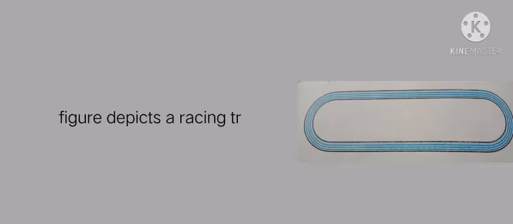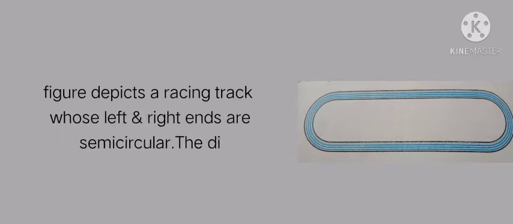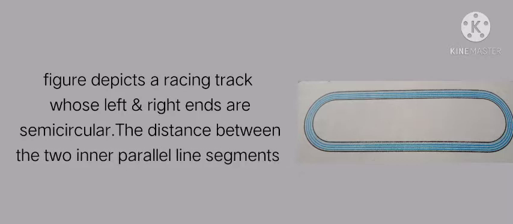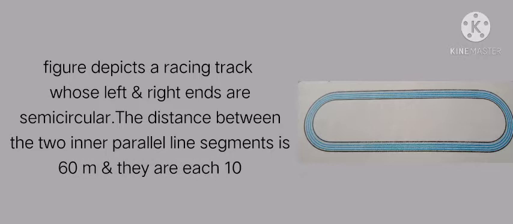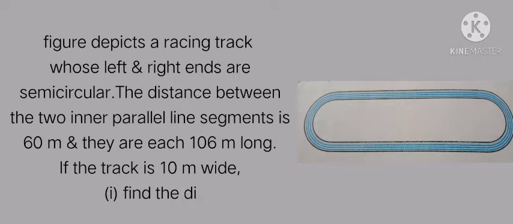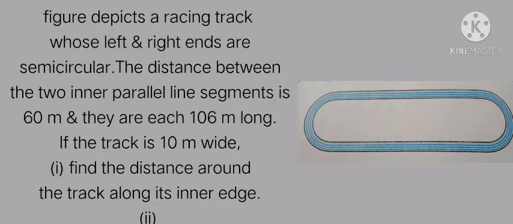Now exercise 12.3, question number 8. The given figure depicts a racing track whose left and right ends are semicircular. The distance between the two inner parallel line segments is 60 meter and they are each 106 meter long. If the track is 10 meter wide, then find the distance around the track along its inner edge and find the area of the track.